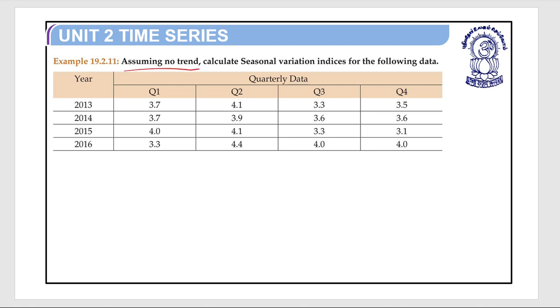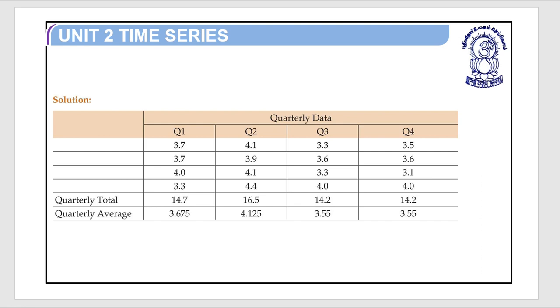Next example: assuming no trend, calculate seasonal variation indices for the following data. 2013 to 2016 quarterly data Q1, Q2, Q3 and Q4: 3.7, 4.1, 3.3 and 3.5, and the same way for the other years. So here the data is given. Solution: the quarterly totals are 14.7 for Q1, 16.5 for Q2, 14.2 for Q3 and 14.2 for Q4. The quarterly averages are 3.675, 4.125, 3.55 and 3.55.